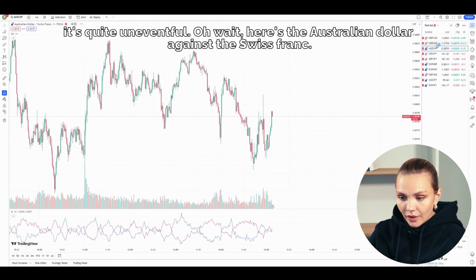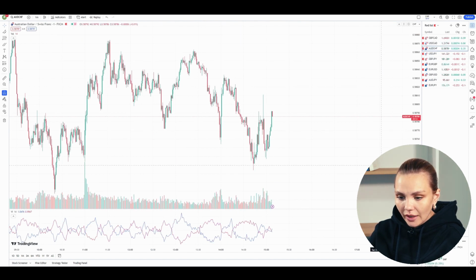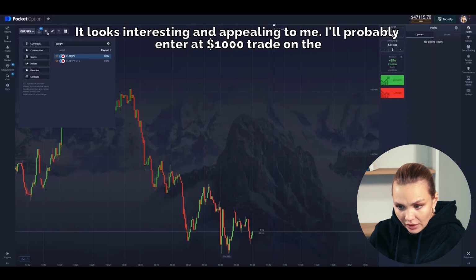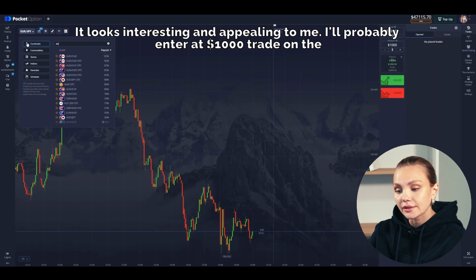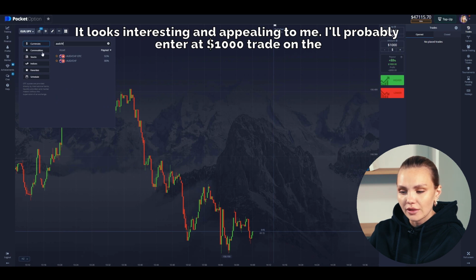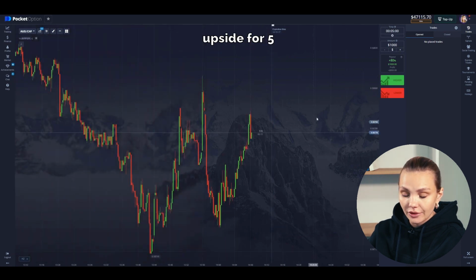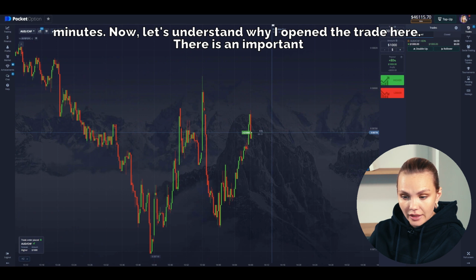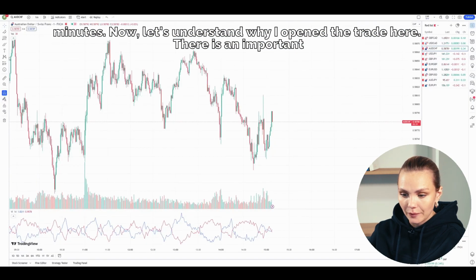Oh wait, here's the Australian dollar against the Swiss franc. It looks interesting and appealing to me. I'll probably enter at a $1,000 trade on the upside for 5 minutes. Now let's understand why I opened the trade here.